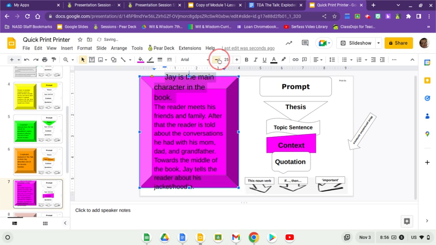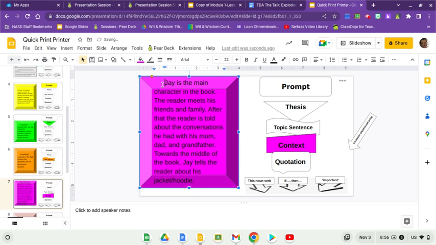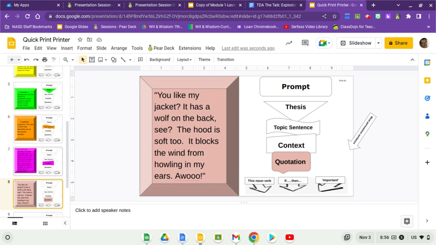Context is when you retell the story. See how it's kind of curved there and it's not indented. It's part of the same paragraph. Jay is the main character in the book. The character meets his friends and family. After that, the reader is told about the conversations he had with his mom, dad, and his grandfather. And towards the middle of the book, Jay tells the reader about his jacket and hoodie. Well, after that context, you lead right on into your quotation.